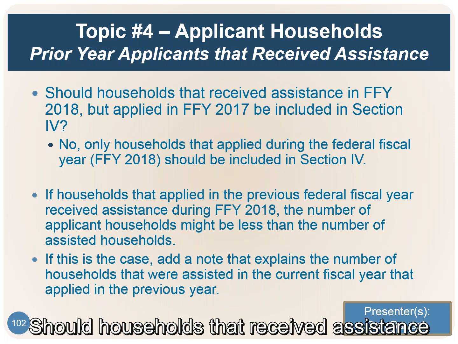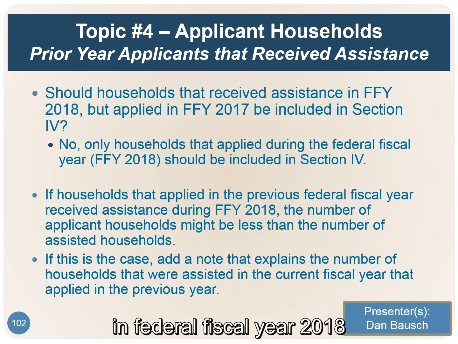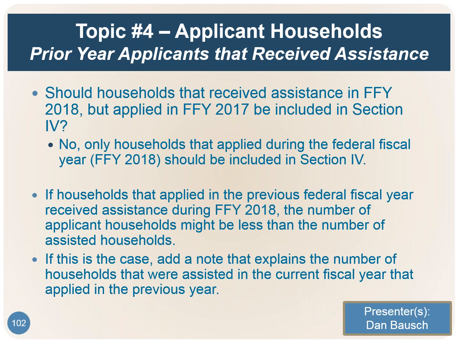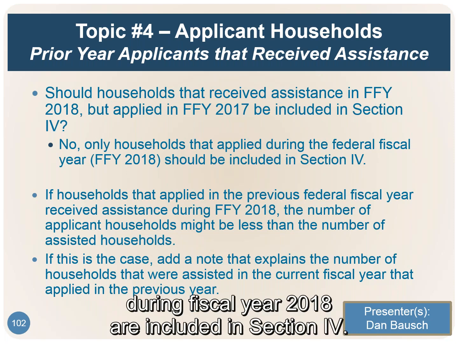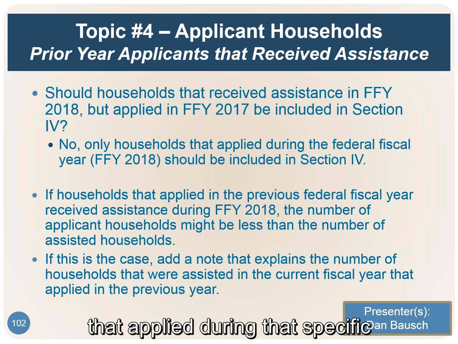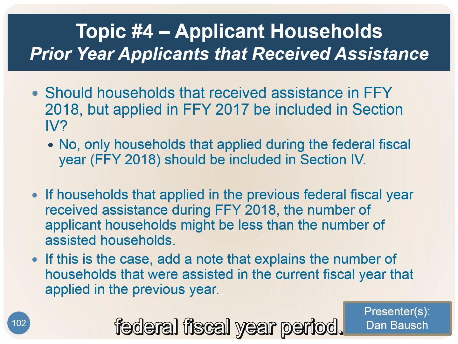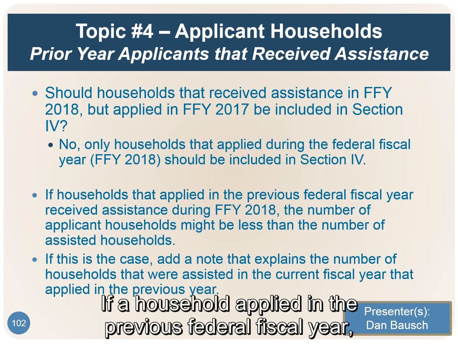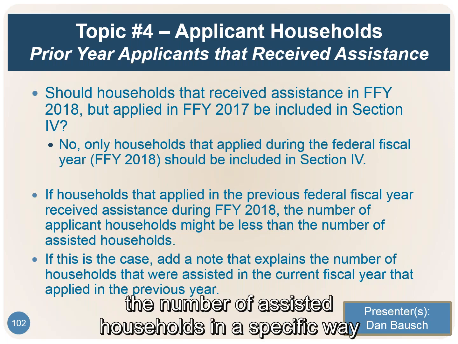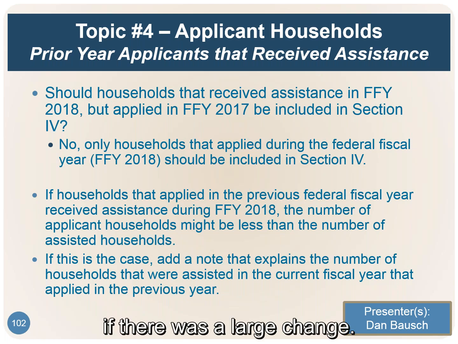So should households that received assistance in federal fiscal year 2018 but applied in the prior federal fiscal year be included in section 4? No, only households that actually applied during fiscal year 2018 are included in section 4. So again, the interest is in the number of households that applied during that specific federal fiscal year period. If a household applied in the previous federal fiscal year, the number of applicant households could differ from the number of assisted households in a specific way if there was a large change.